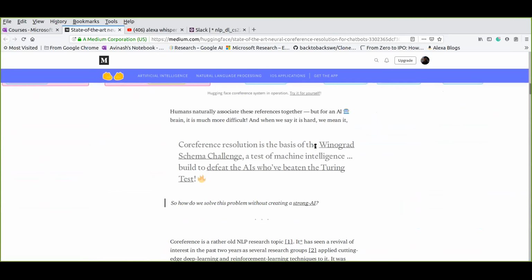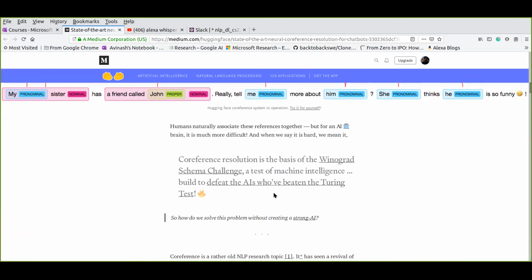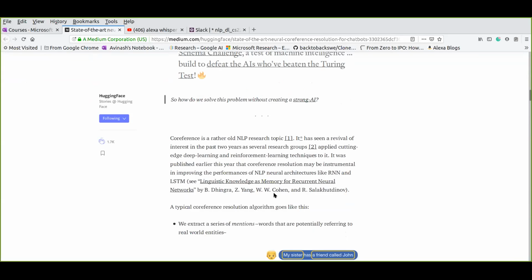So there's something called the Winograd Schema Challenge. The Winograd Schema was mentioned in the slides as well. Just like we have Turing tests, there's something called the Winograd Schema, which tests how good coreference resolution systems are. It is believed that if there is a system sophisticated enough to get a good score on the Winograd Schema, then we're getting closer to proper AI, which is not really easy.